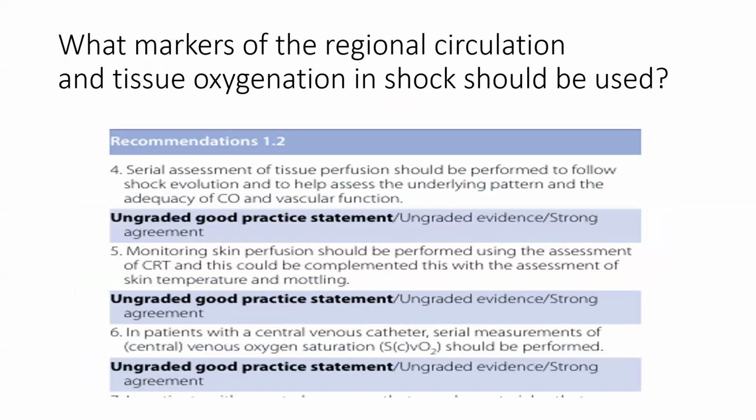Now, this is all about the clinical side. Now about the regional circulation and tissue oxygenation markers. Serial assessment of tissue perfusion should be performed to follow shock evaluation and also to help assess the underlying pattern and adequacy of cardiac output and vascular function.